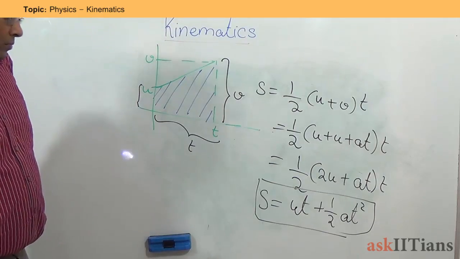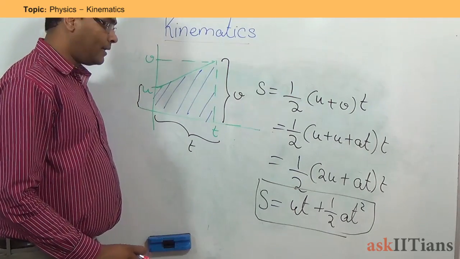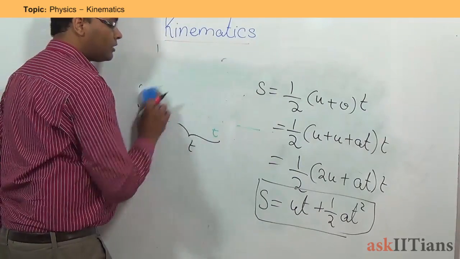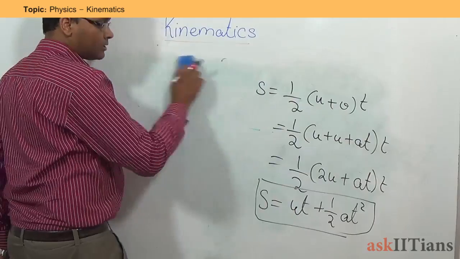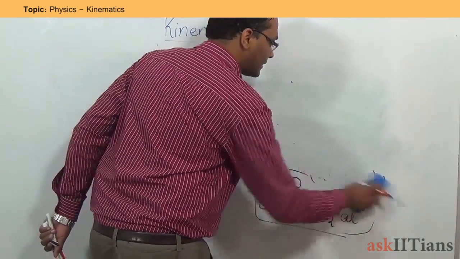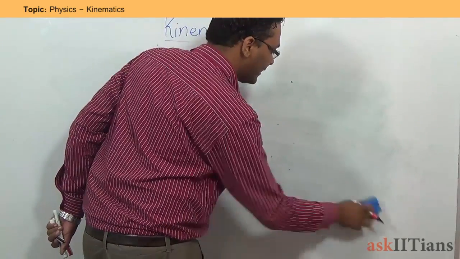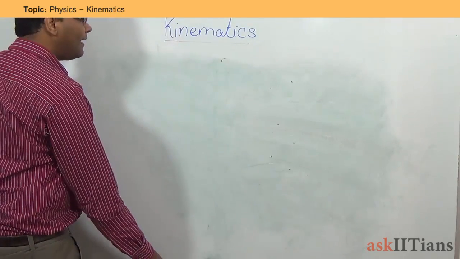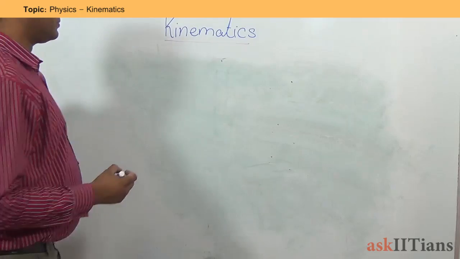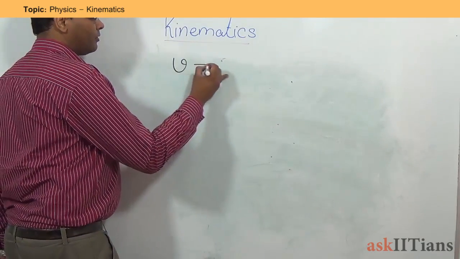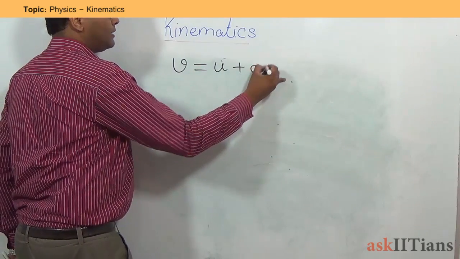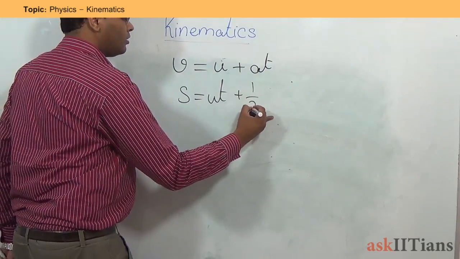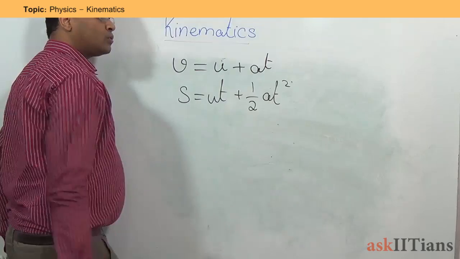Right? So we have got the expression for the displacement, and we have got the expression for the final velocity in terms of acceleration. Let's now try to see if we can get an expression of velocity in terms of acceleration and displacement, not time. So let me rewrite the expressions that we have got. We have v equals u plus at, and s equals ut plus half at squared.